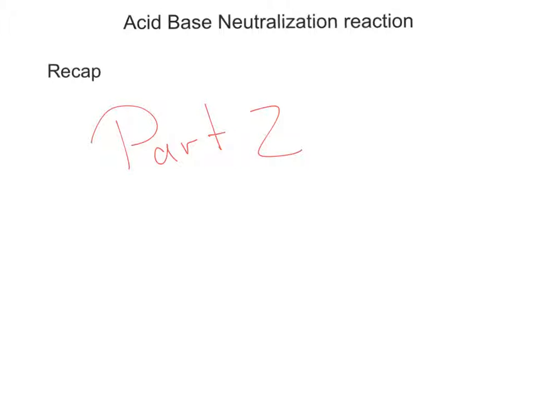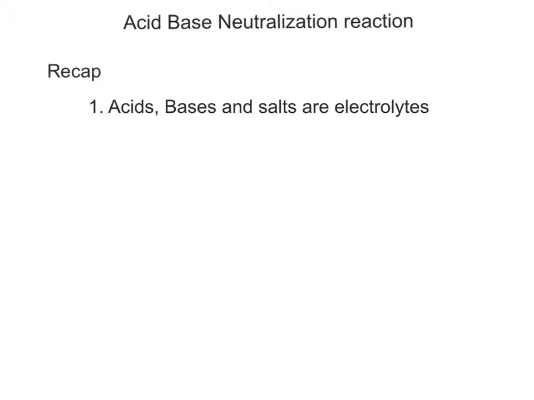Now, to recap, there were 3 key things that we talked about in part 1. The first thing that we talked about in part 1 is that acids, bases, and salts are electrolytes. So what does it mean to be an electrolyte? Well, it means that when it's dissolved in water, it produces ions.